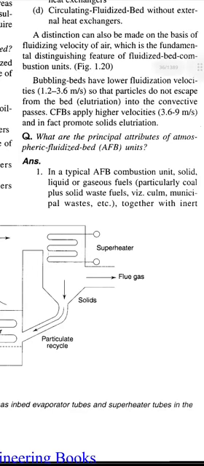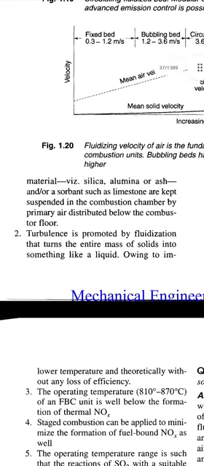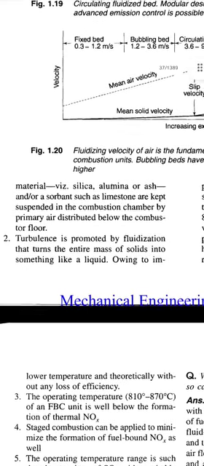Answer. In a typical AFB combustion unit, solid, liquid or gaseous fuels, particularly coal plus solid waste fuels, meaning coal, municipal waste, etc., together with inert material, meaning silica, alumina or ash, and sorbent such as limestone are kept suspended in the combustion chamber by primary air distributed below the combustor floor. Turbulence is promoted by fluidization that turns the entire mass of solids into something like a liquid.